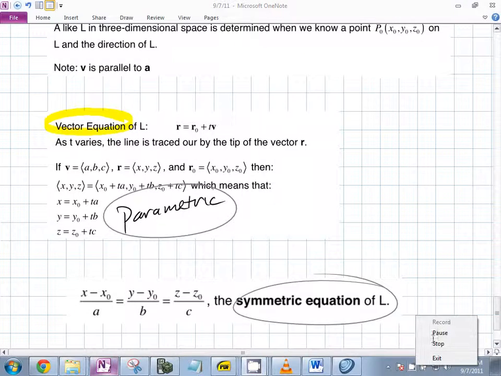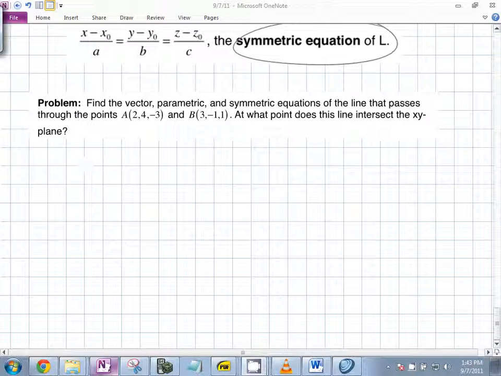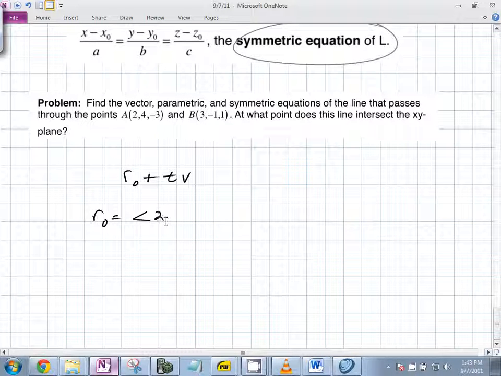Okay, I got to dig up a problem now. Our vector equation is of the form r naught plus t times v. V is parallel to the line. So r naught, how many different r naughts did we decide we could have on a given line? Which one do you want to use? A or B, right? We're given A and B. There's no reason not to use A or B, right? Could you make these arbitrarily weird? Sure. Let's use A. So we're going to say R naught is 2, 4, -3.